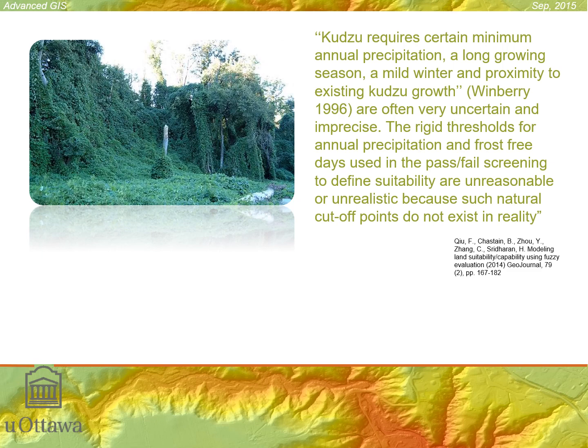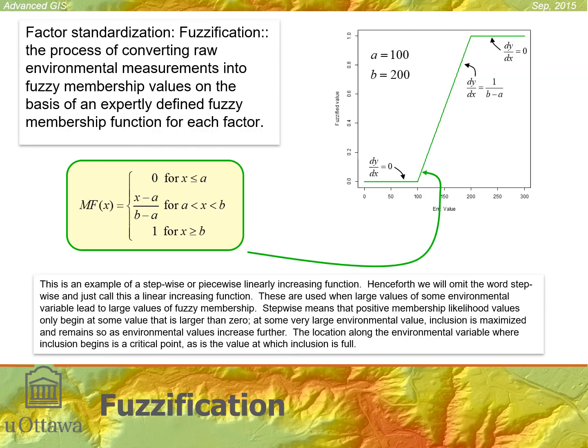But the rigid thresholds that we use for annual precipitation, frost-free days, in both the weighted linear combination and the Boolean decision rules, to define suitability, we know those are unreasonable or unrealistic because such hard, precise cutoff points don't exist in reality. Let's say between 1499 and 1500 millimeters of precipitation. Fuzzy is a way to get around that, a way to model with uncertainty.